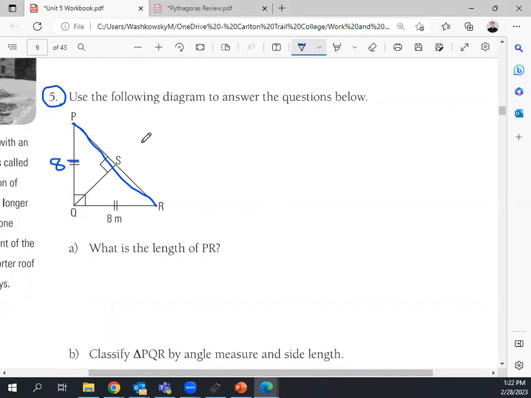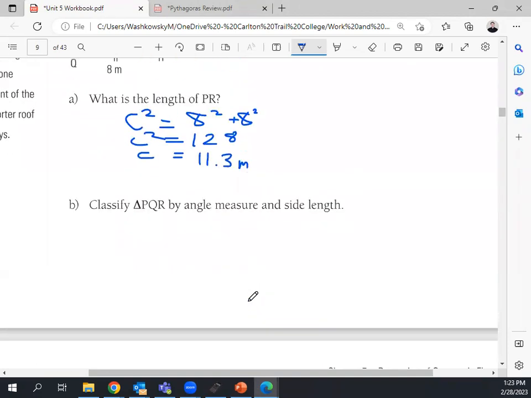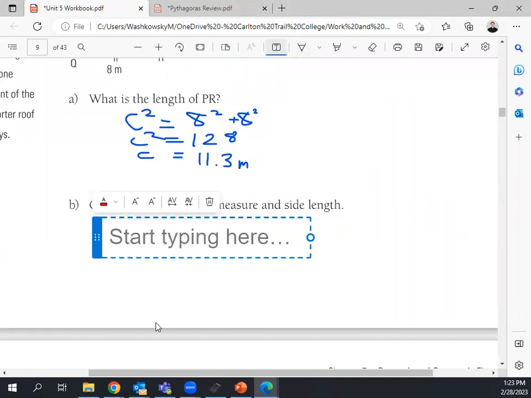That's exactly it. I know this PR side's my hypotenuse, so it's really just going to be c squared is equal to 8 squared plus 8 squared. 8 squared is 64, so 64 plus 64 gives you 128. And you take the square root of that, and you got 11.3 meters. That's exactly it. Now, when you classify this, what type of a triangle is that? Right isosceles.